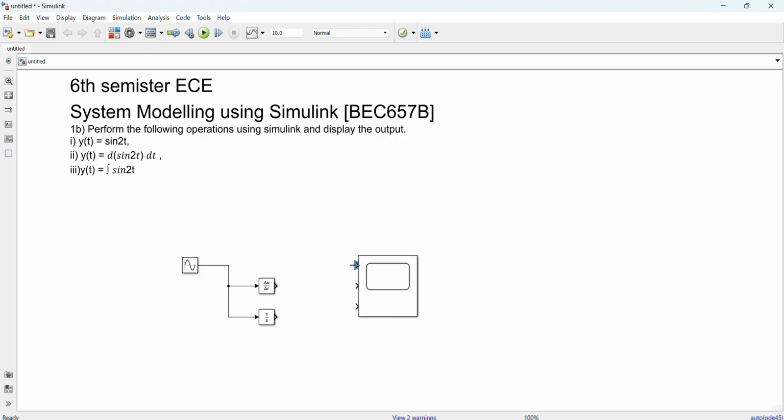The base function sine 2t is connected to the first input. Then the differentiator output is connected to the second input of the scope. Then the integration is connected to the third.